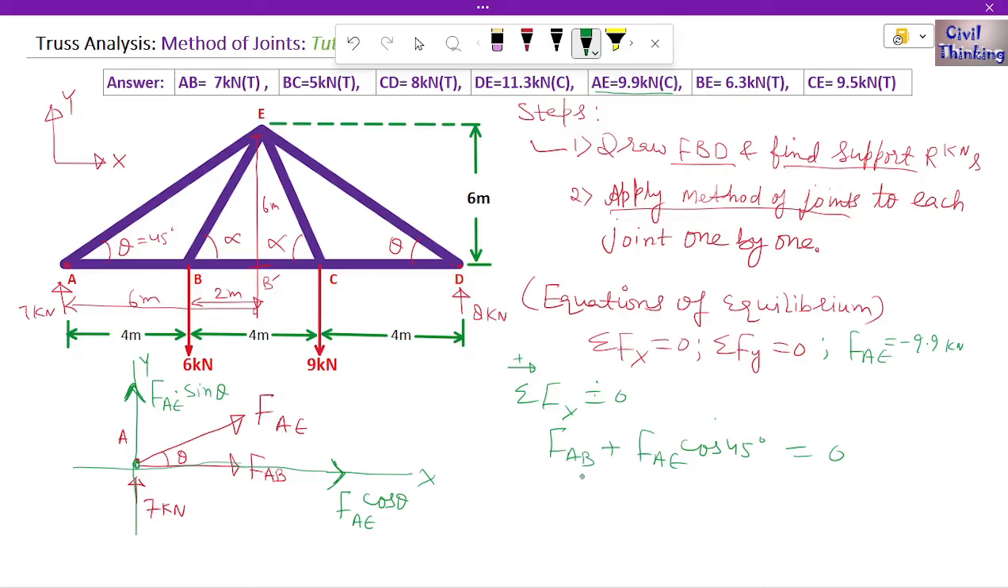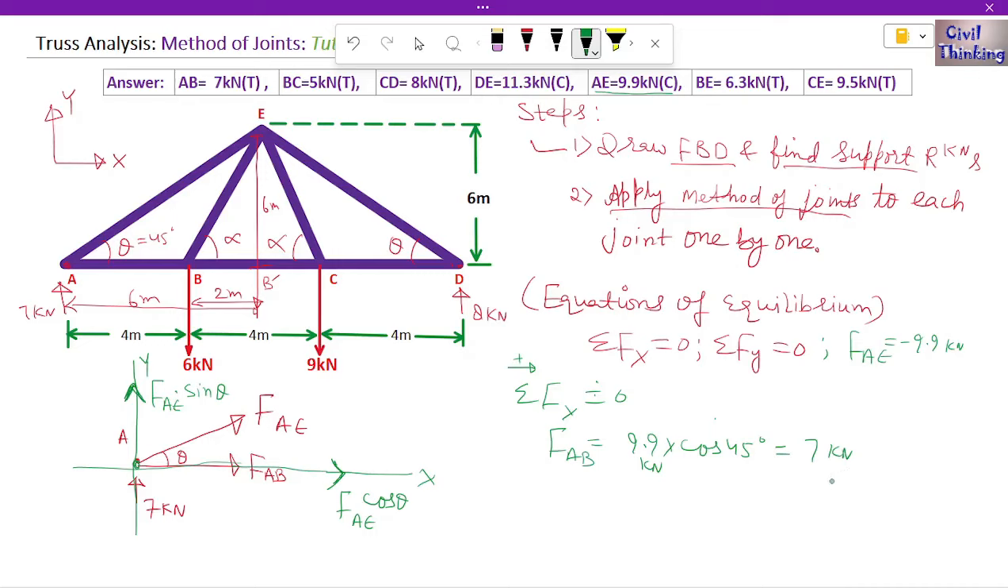Now first of all, FAB is going to be what? When we find the value of FAB from here, it is going to be negative FAE cosine of 45, right? Now FAE is negative 9.9, so negative and negative will cancel out, and all of it is going to be positive 9.9 kilonewton multiplied by cosine of 45. So when I use the calculator, 9.9 cosine of 45, what is the value? It is exactly 7 kilonewton. Okay, now it is a positive value.